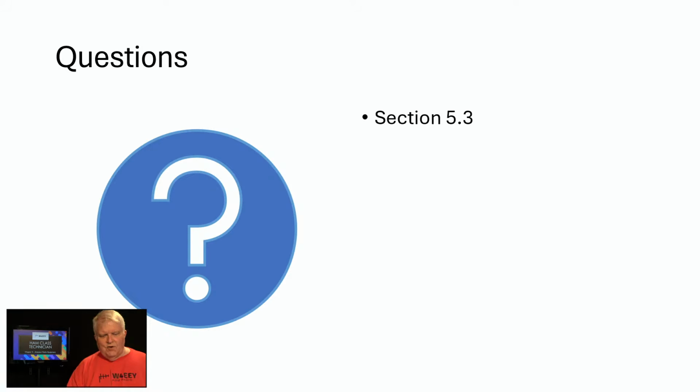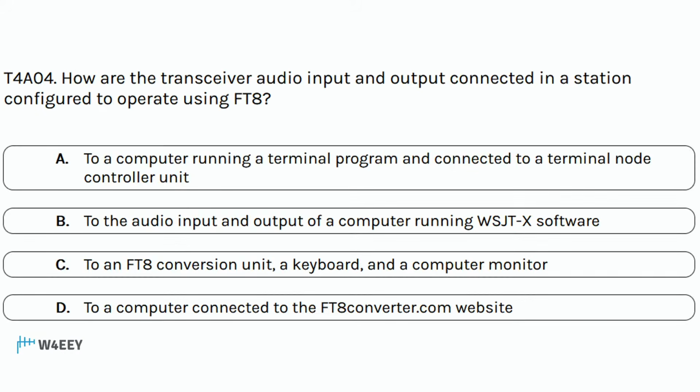All right, some questions. How are the transceiver audio input and output connected to a station configured to operate using FT8? Try to remember the software I talked about there. Bravo. Joe Taylor, yeah, Bravo. To the audio input and output of a computer running Joe Taylor's software, WSJT-X. Weak signal Joe Taylor.